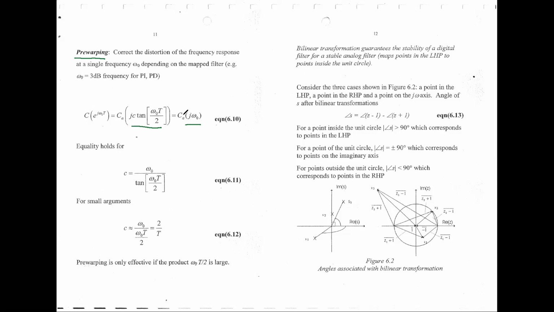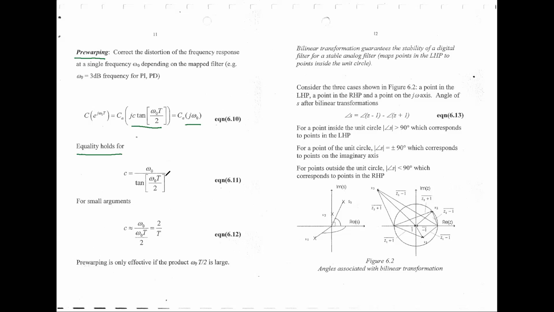So the analog response at omega naught should be the same as the digital response at omega naught. For what condition is this going to hold? It holds for C equal to omega naught over tan of omega naught times T over 2. If C is omega naught over tan of omega naught times T over 2, then the tangent terms will cancel and you will be left with omega naught.